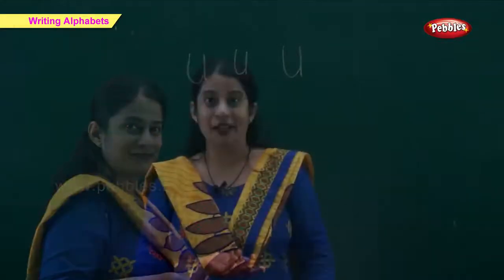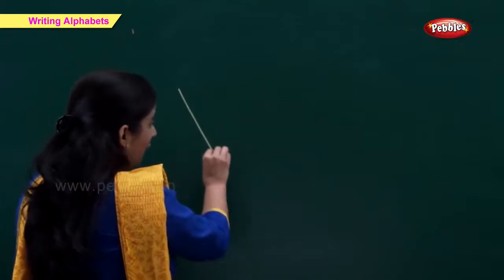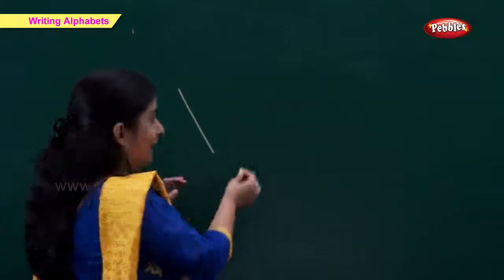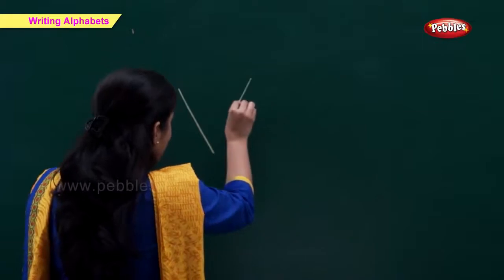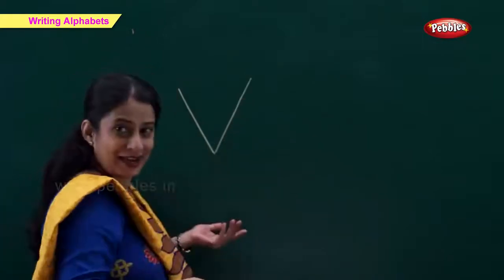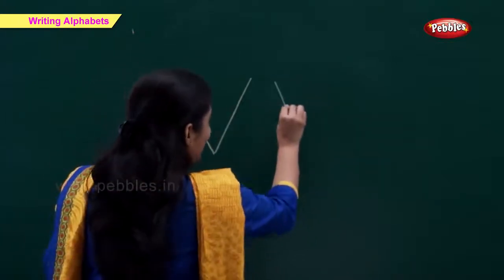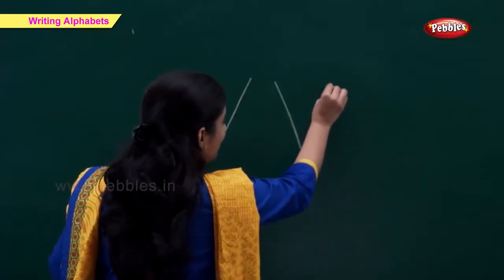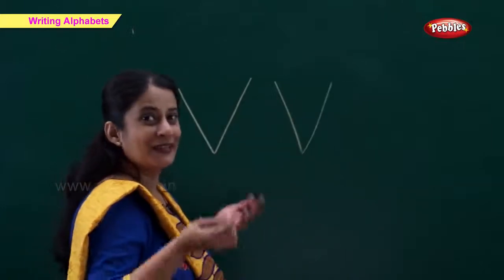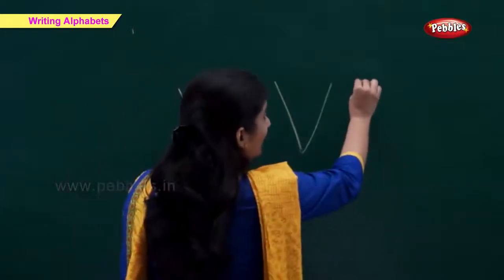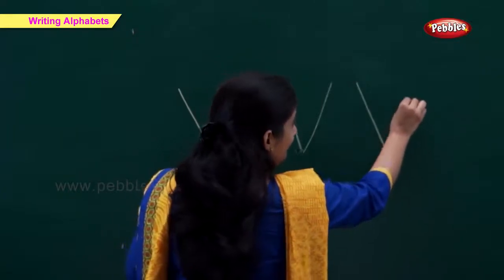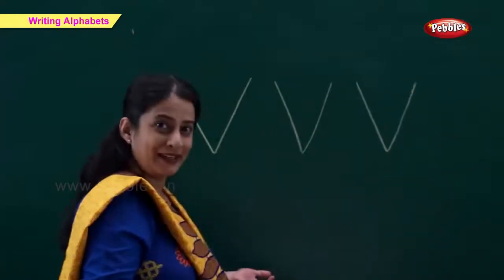Now let's write V. Small v. V for van. One cross line or slanting line joining another cross line or slanting line makes V.